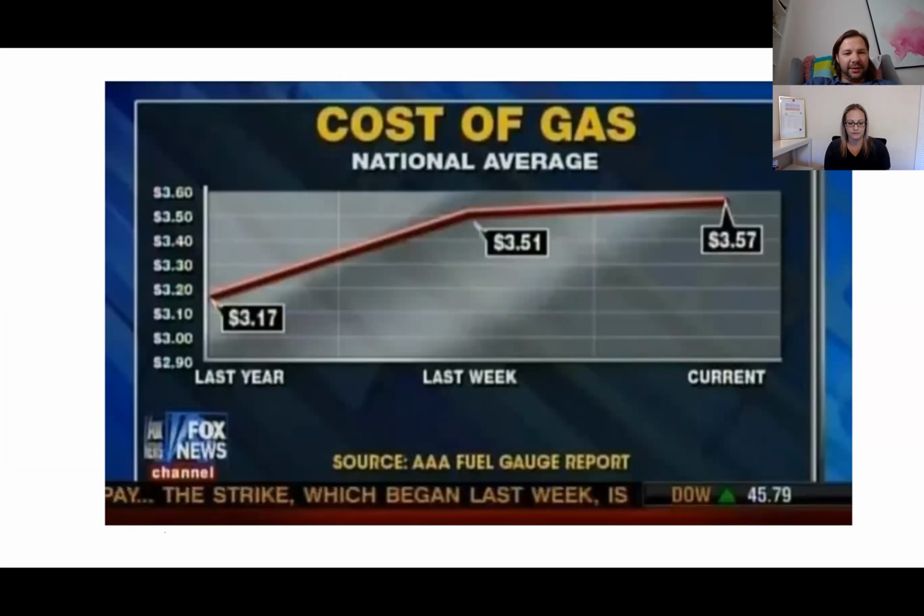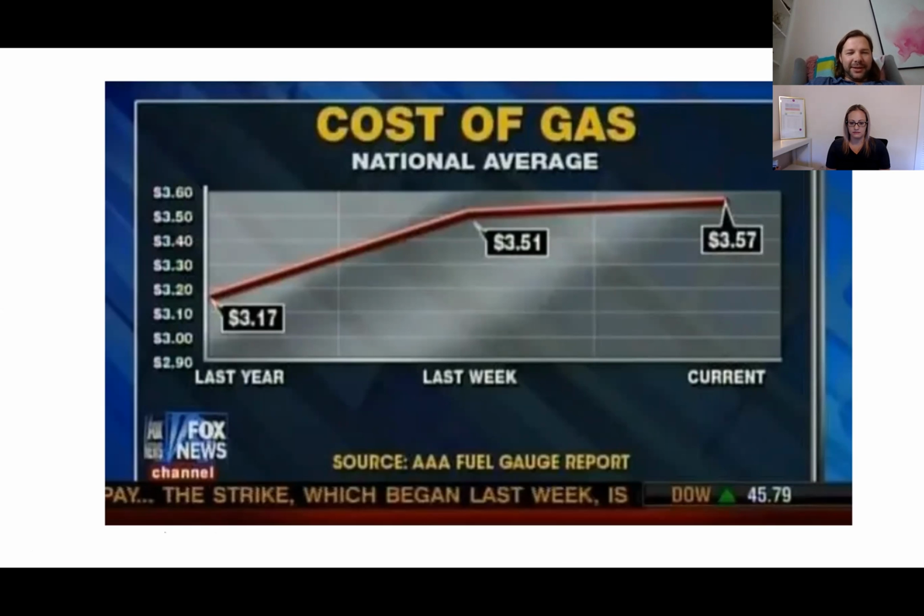I'm glad I'm not paying $3.57 a gallon anymore. But here, it's the same idea again with the time scale and the y-axis. They truncated the y-axis, and the x-axis is not equal. It's last year, last week, and current. If I were to look at this today, I'd think the current gas price is $3.57. The current gas price right now is like $1.80, so the y-axis wouldn't even capture it. I'm assuming this came from 2012 or 2013 or something. Who knows? It's not even labeled properly so people in the future would know when this chart was made.